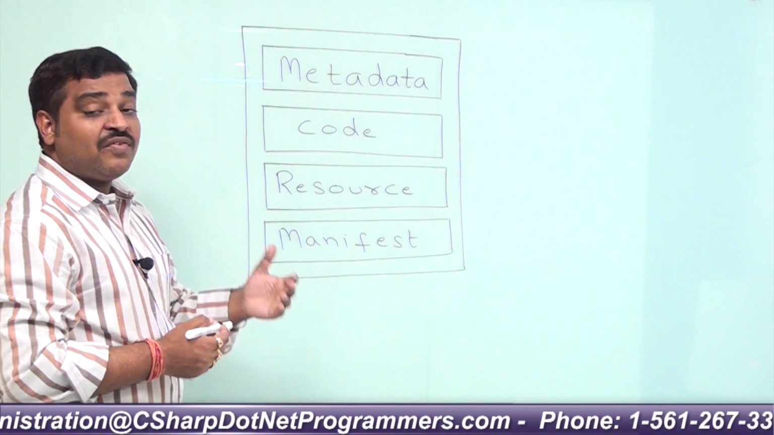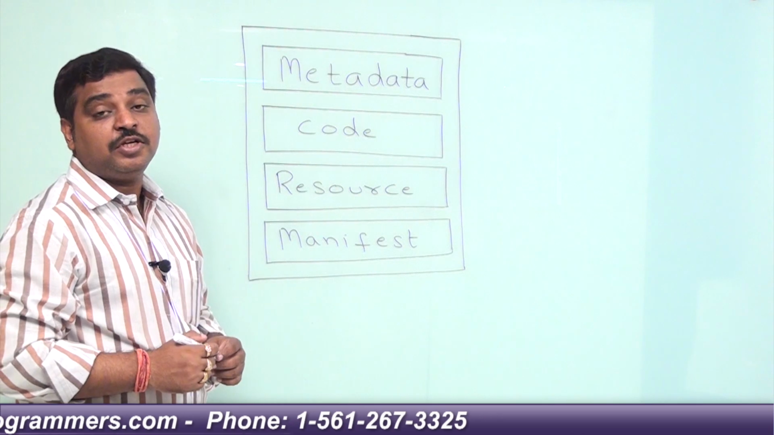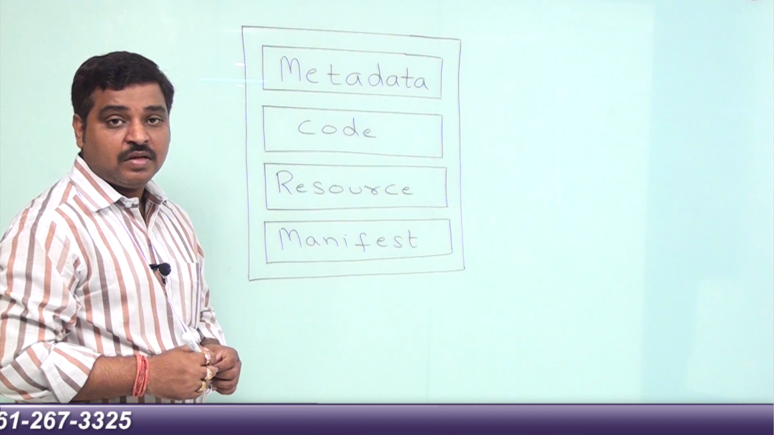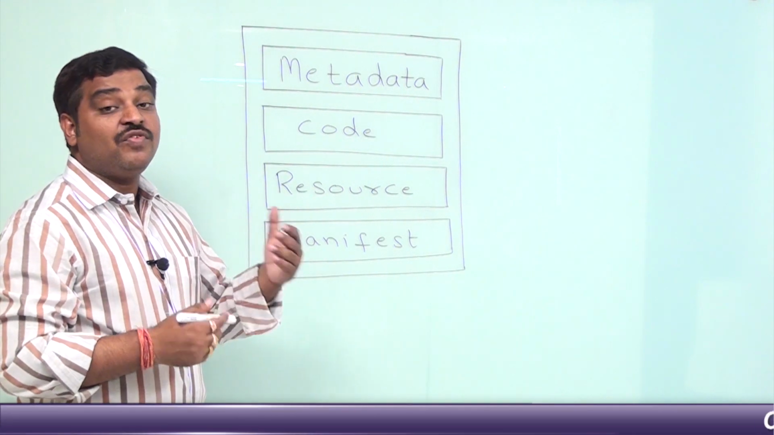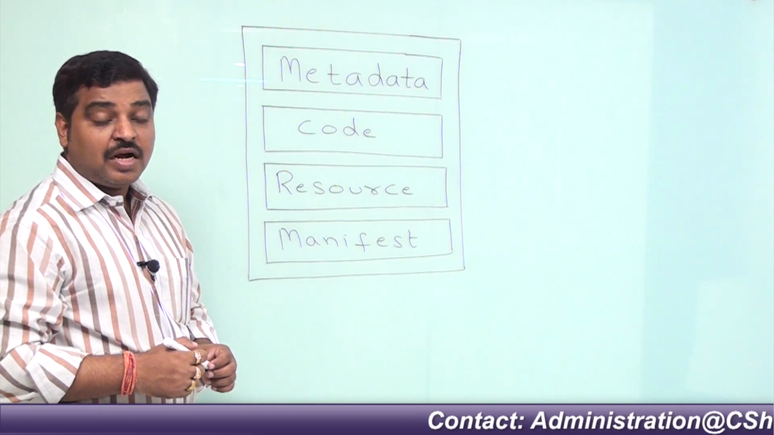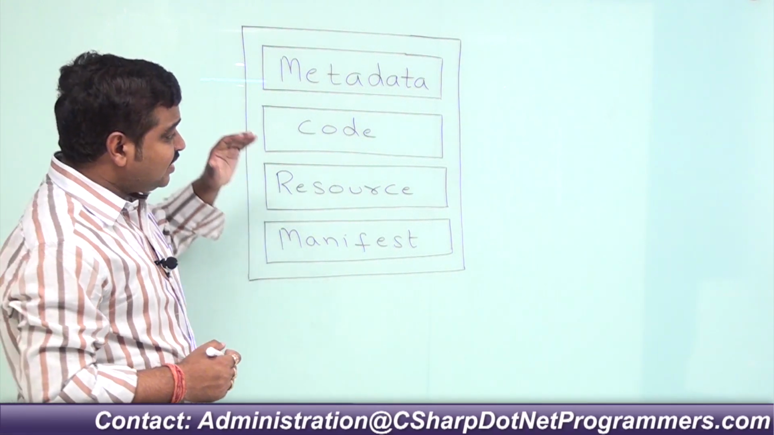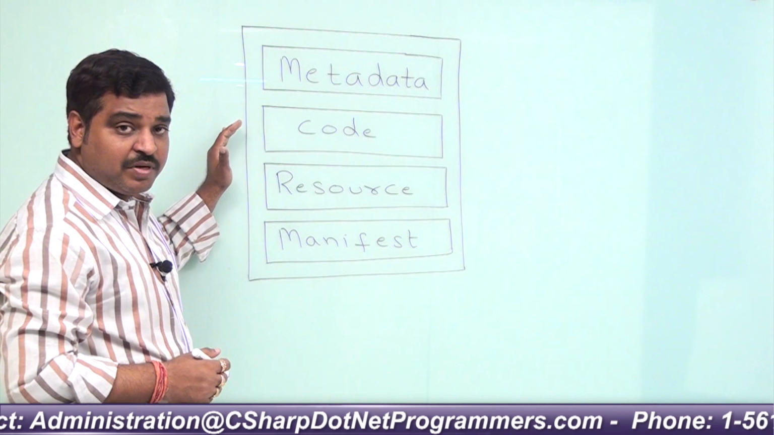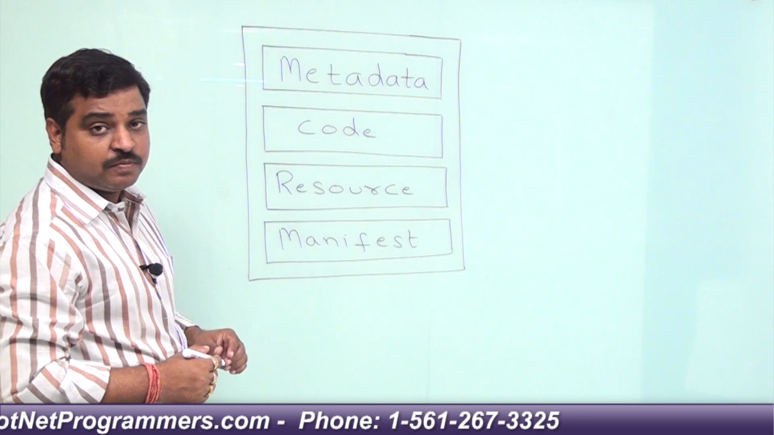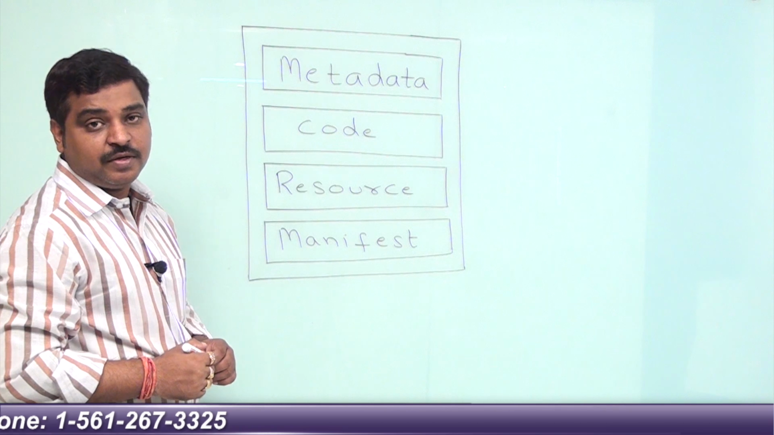If the assembly is having an entry point, we call such type of assemblies as applications that will have .exe as an extension. If an assembly is defined without an entry point, then we call them as libraries and they will have .dll as an extension. When I say an assembly is of type class library, or if I say an assembly is of type application, metadata, code, resource and manifest will be there.